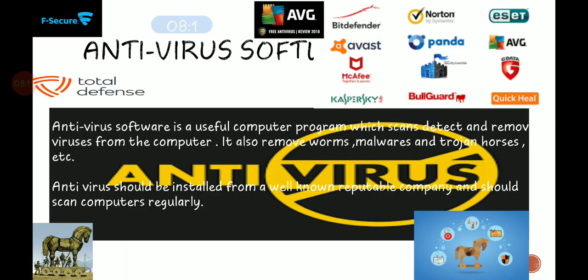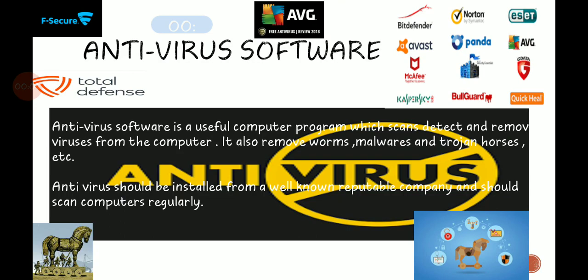Now let's discuss antivirus software. What is antivirus software? An antivirus software is a useful computer program which scans, detects, and removes viruses from the computer. It does 3 things: it scans, detects, and removes viruses from the computer. It also removes worms, malware, and Trojan horses, etc.